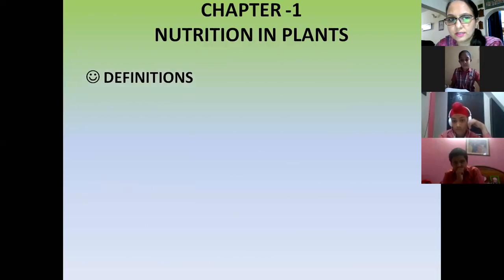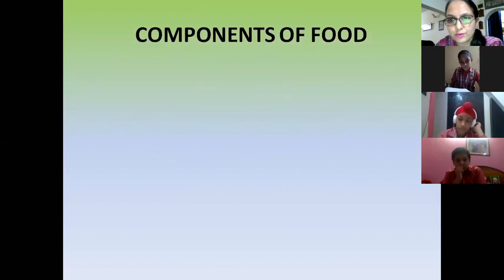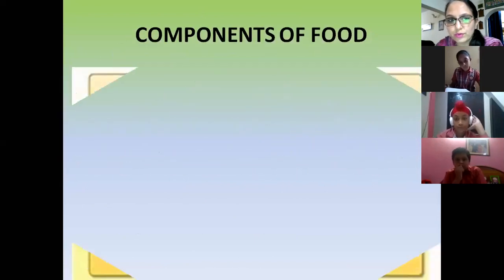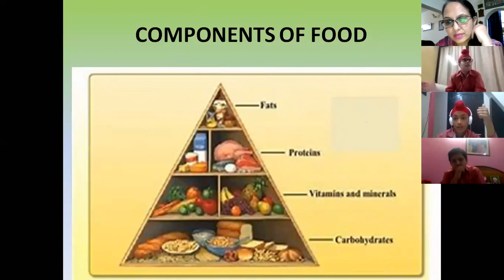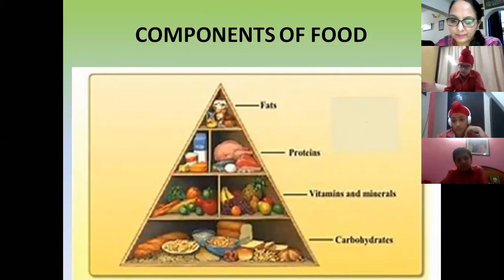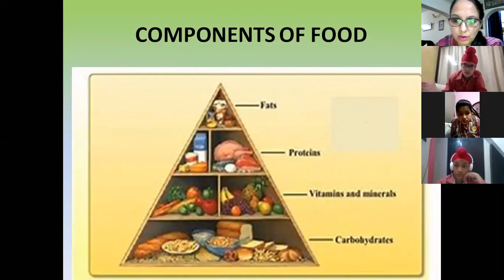Okay, next is, now you can see on this slide components of food. The various components of food. What are the various components of food? Fats, proteins, vitamins, minerals and carbohydrates. Okay, you don't have to write this, just look at this picture. You just have to observe this picture. So 5 important components of foods are fats, proteins, vitamins, minerals, and carbohydrates. Clear? Yes. Okay. Moving on to the next slide.